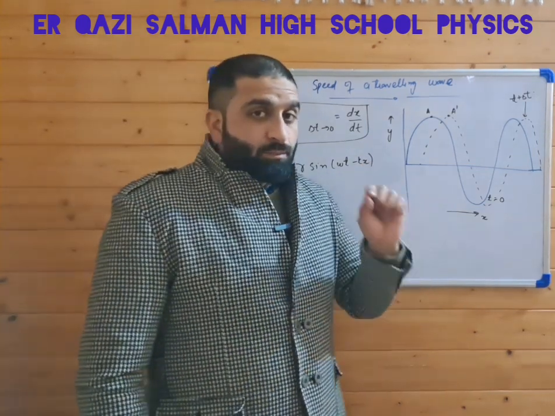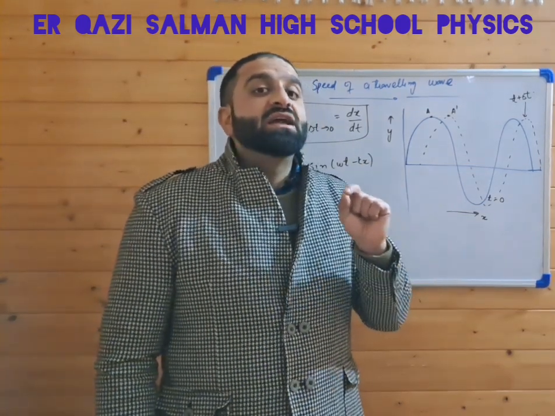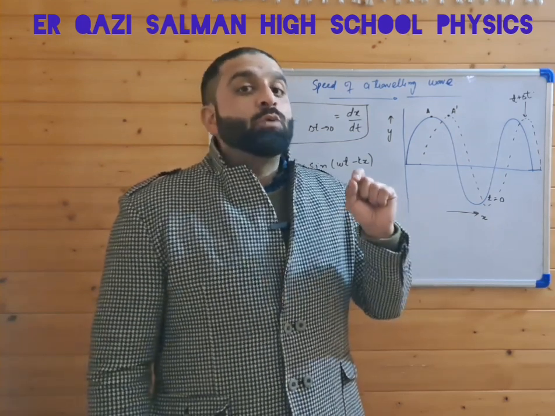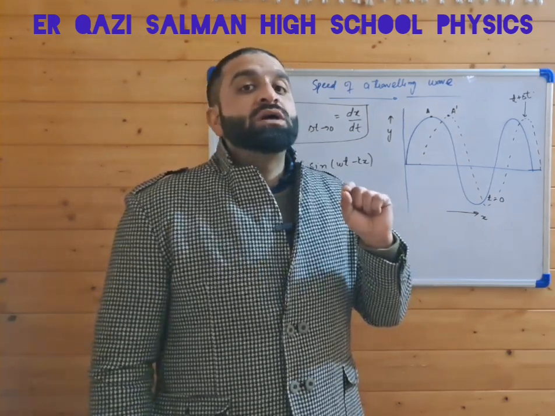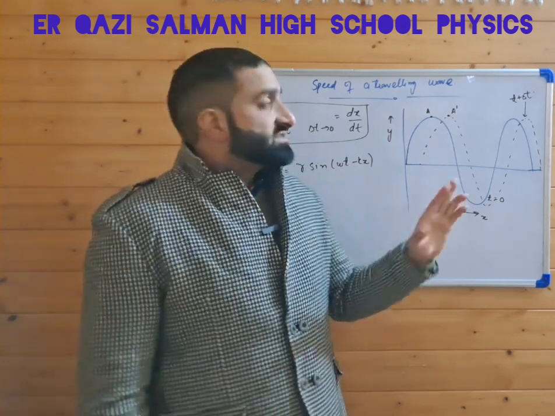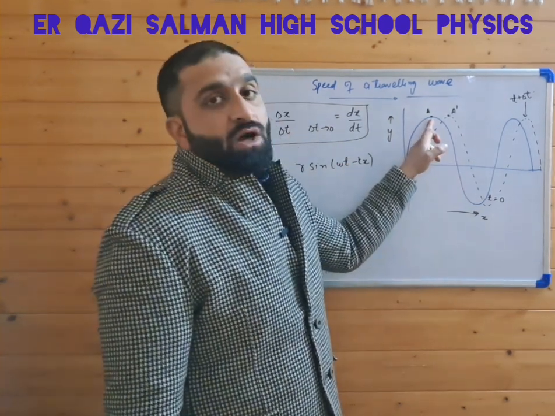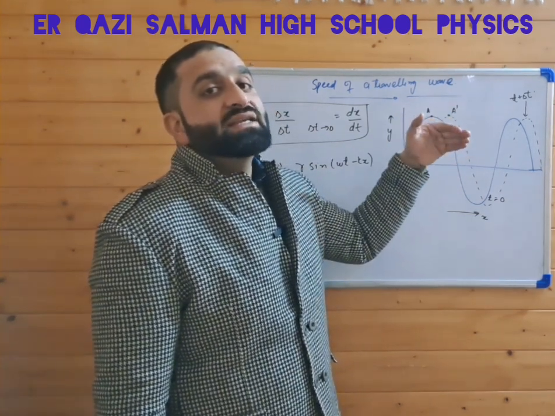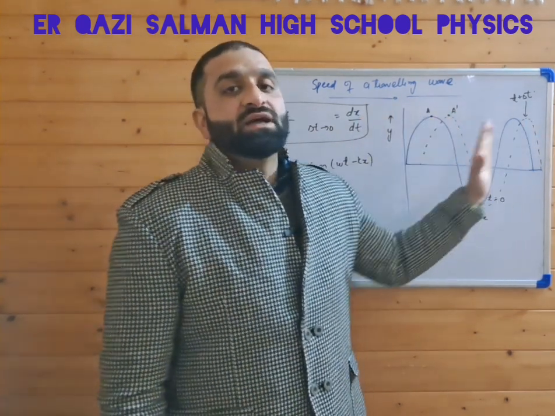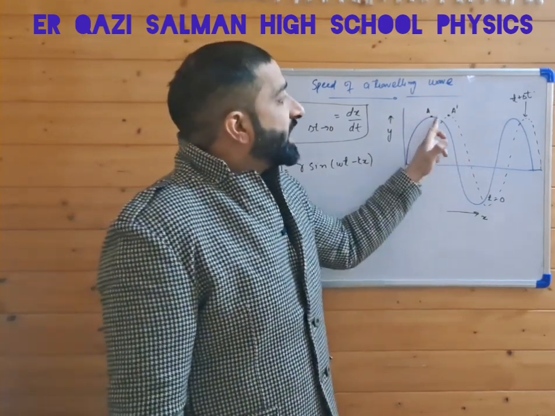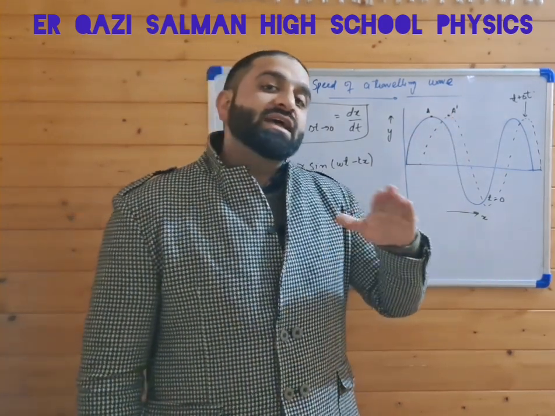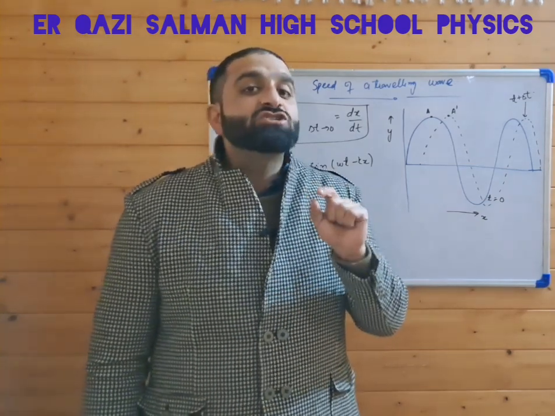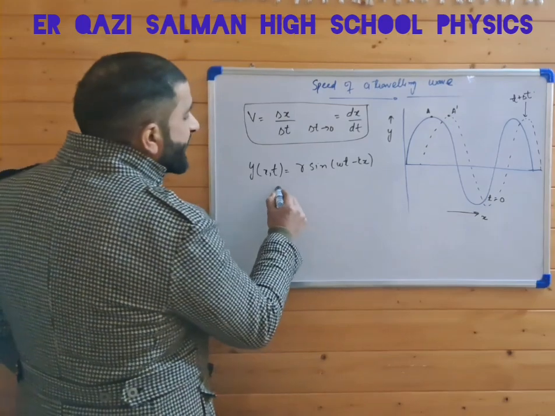We know that the points on the string remain at their respective positions, but the wave travels along the medium. The points on the wave do not change their positions. That is, here the point A is on the top of the wave, here point A dash is on the top of the wave, but that wave has shifted in the x direction. So A and A dash are at their respective positions. That means the phase of the wave is constant. Phi is constant.